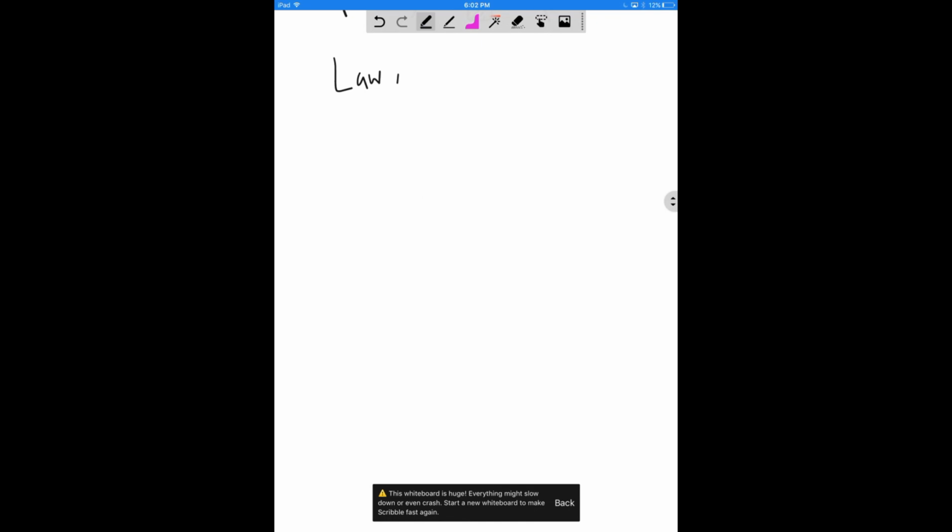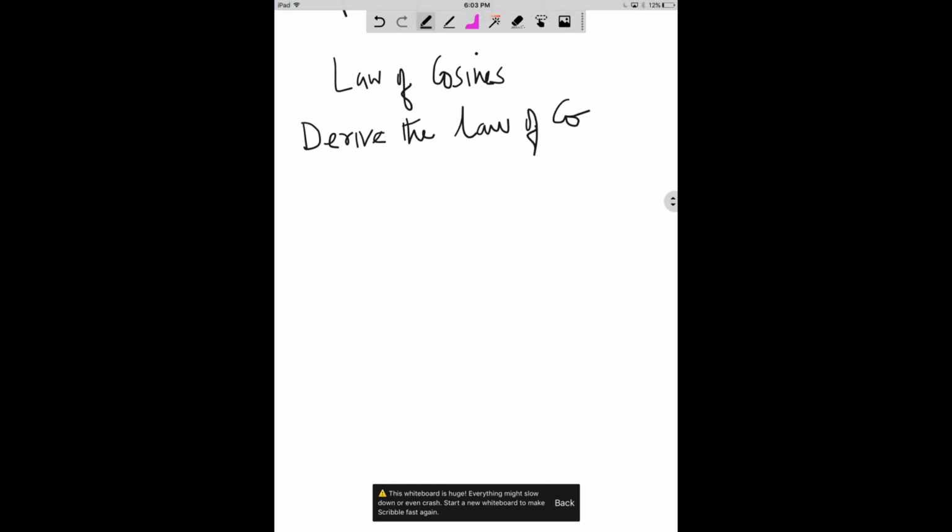Hello, we are going to learn the law of cosines. Derive the formula for the law of cosines. The law of cosines is: a square is equal to b square plus c square minus 2bc cos A.